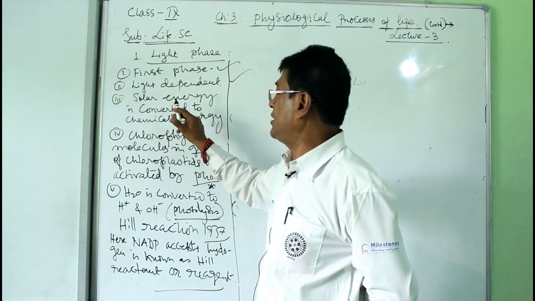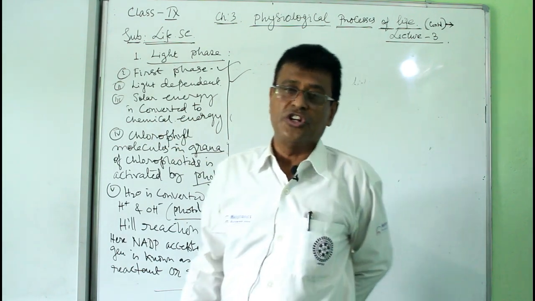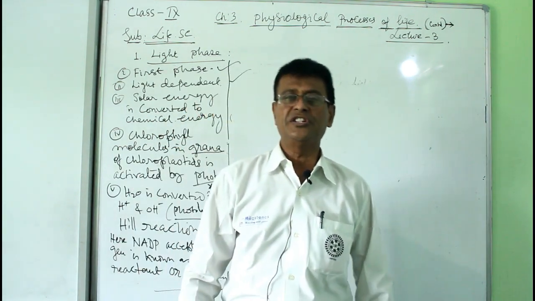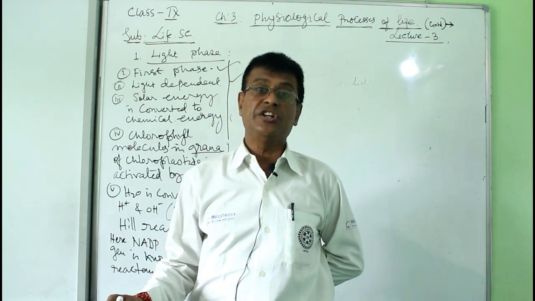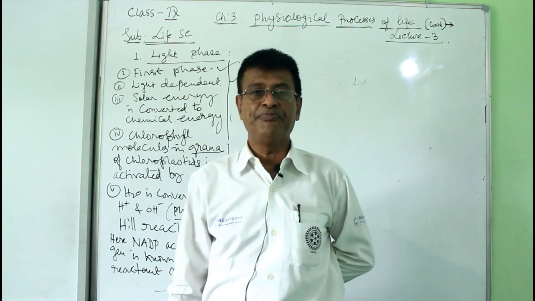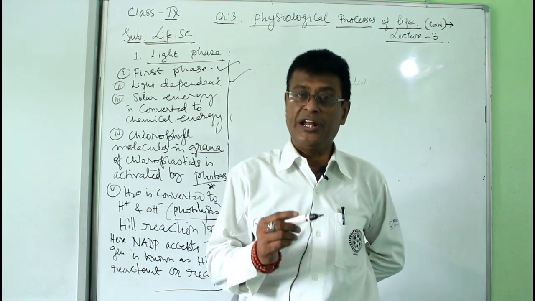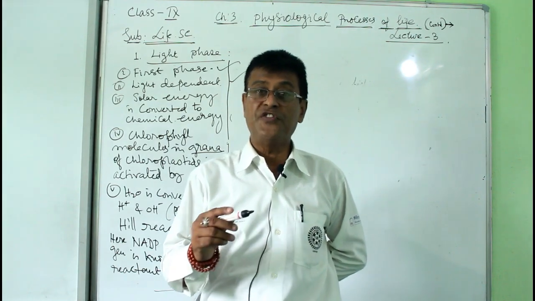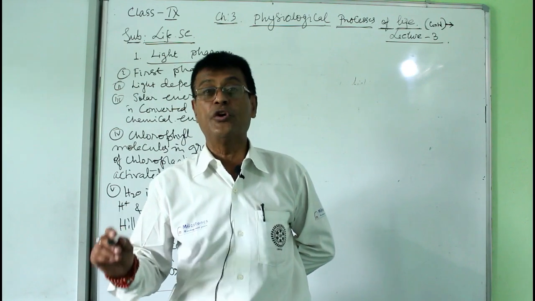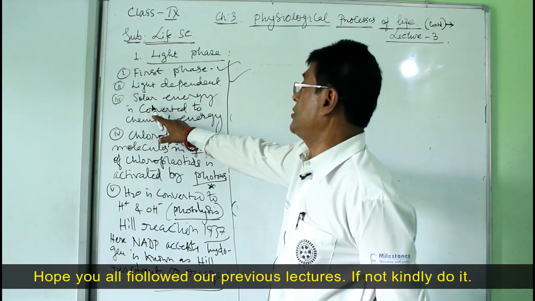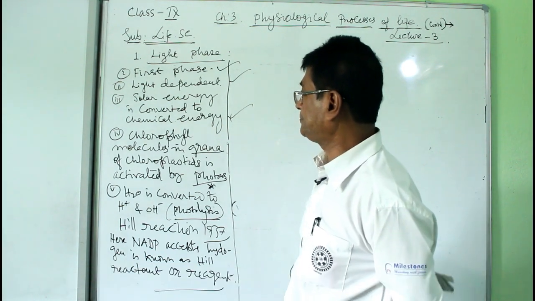Here the solar energy is converted to chemical energy. Children, whatever the energy resources are there, almost all the energy comes from the sun, and we take the food in which the solar energy is converted into chemical energy and stored there. So solar energy is converted to chemical energy here.